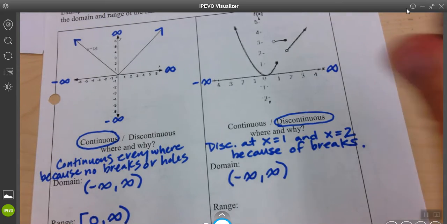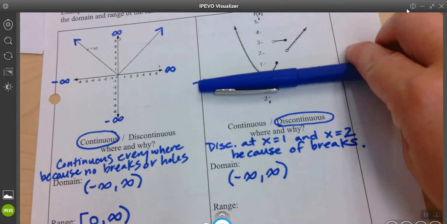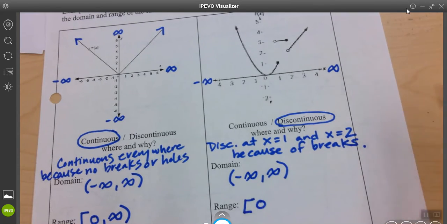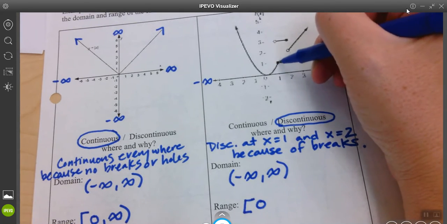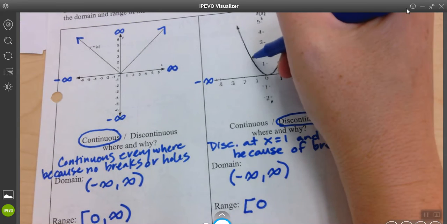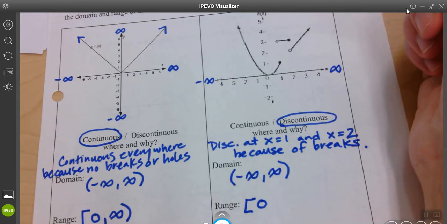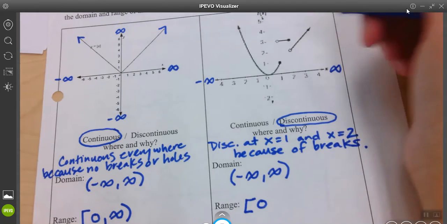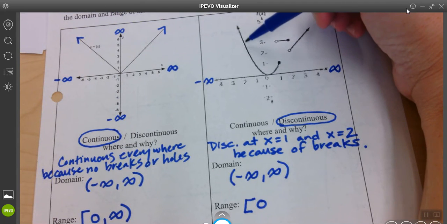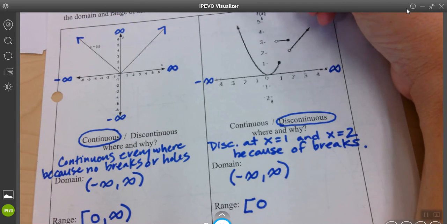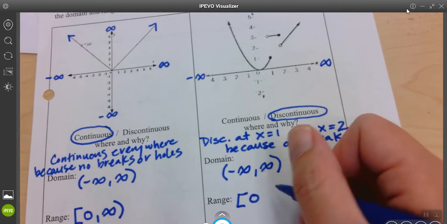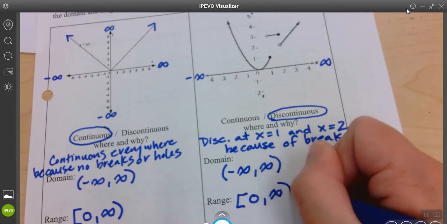For my range, I'm going to start at my smallest y value, which is 0. And on the right side, it does look like we would have to leave out these values, but the good news is it's covered on the left side. So let's just look at the most continuous piece for our range here, going up from 0, 1, 2, 3, 4, 5, all the way up to infinity. Okay, so my range again is 0 to infinity.